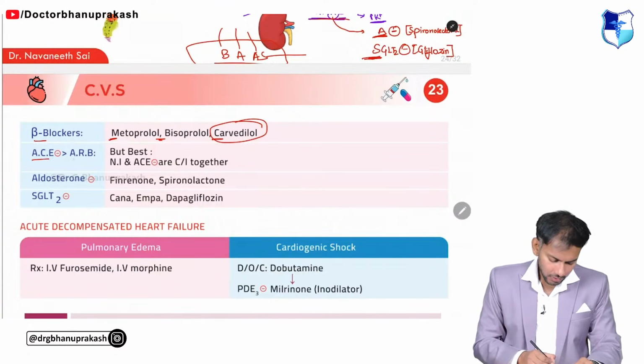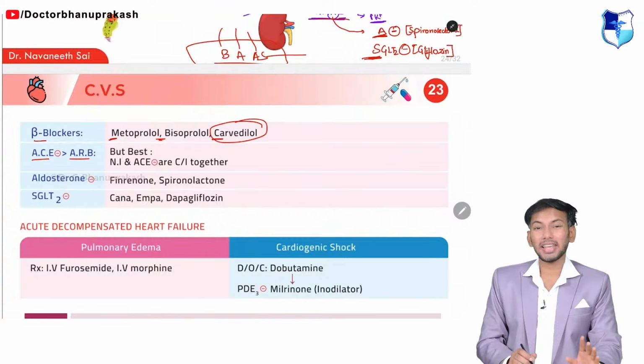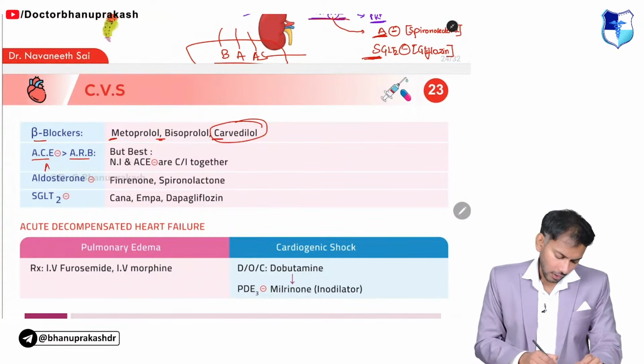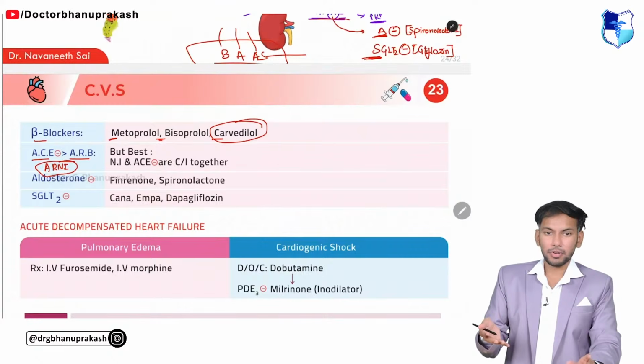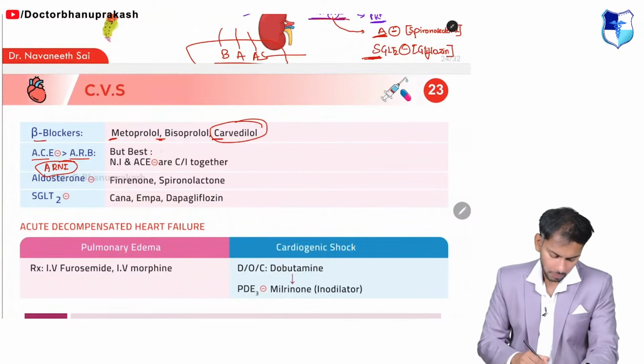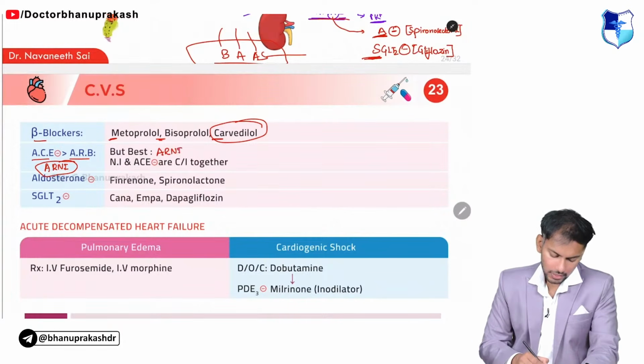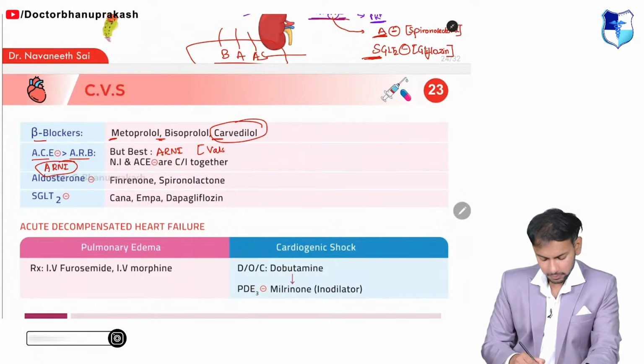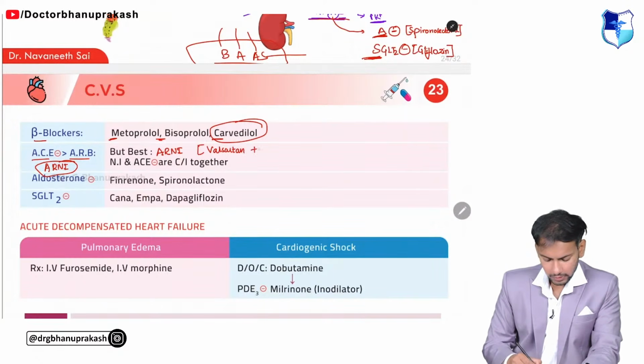Now, ACE inhibitors or ARB, which is better? ACE inhibitor is better. But ARNI is even better than ACE inhibitor in heart failure. Okay, ARNI is even better. But best is ARNI. What is ARNI? It is valsartan plus sacubitril.